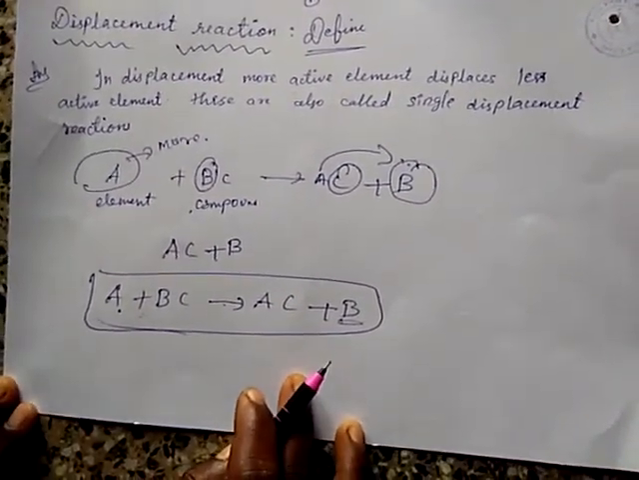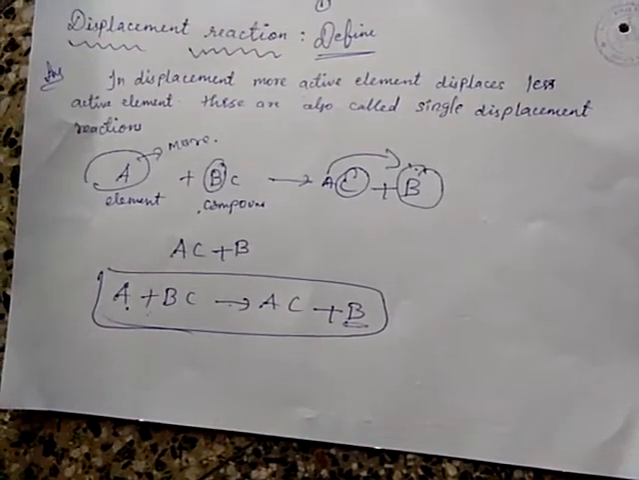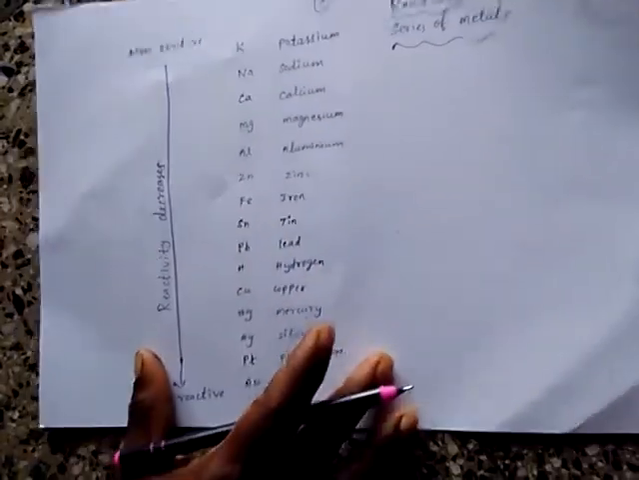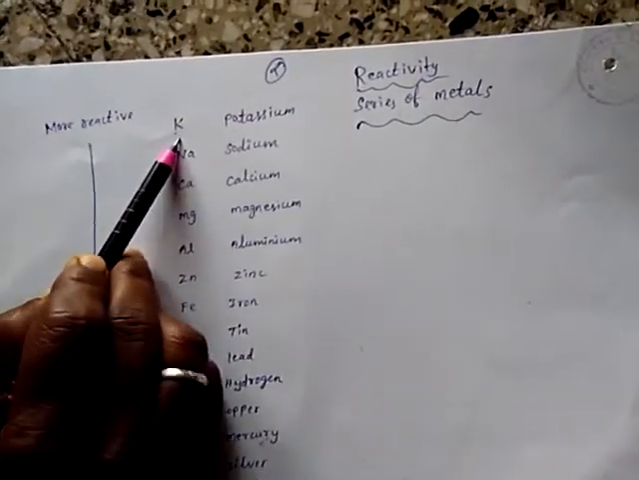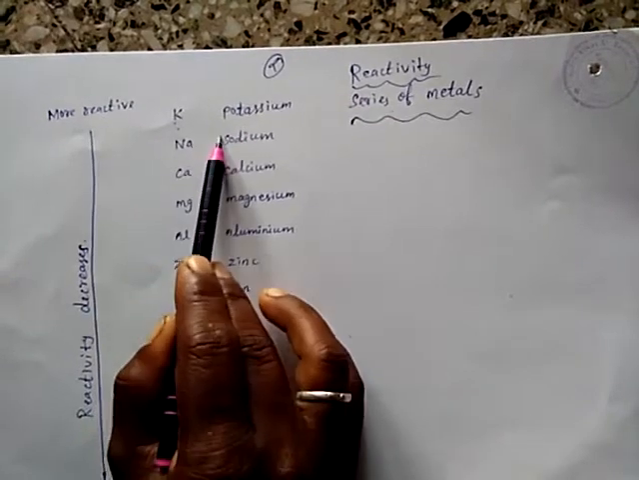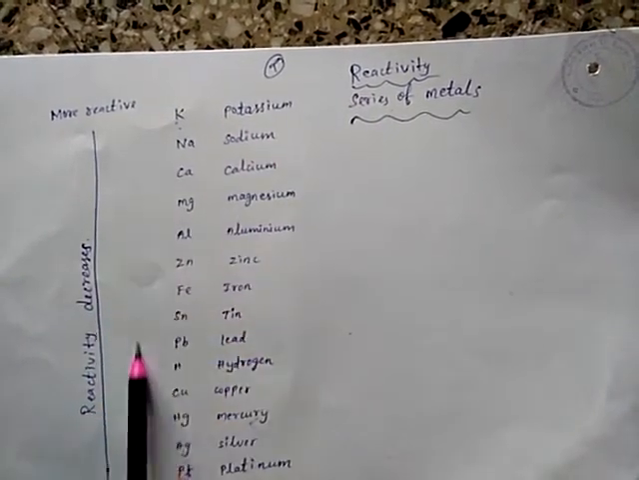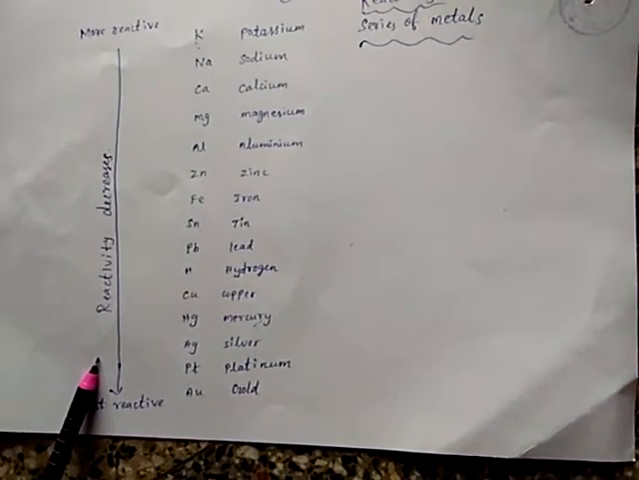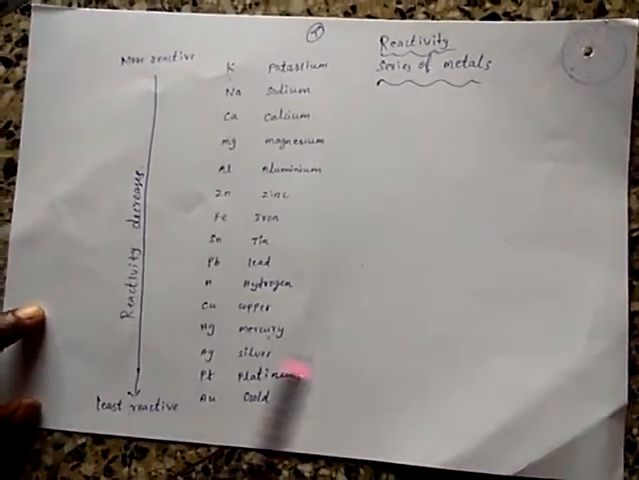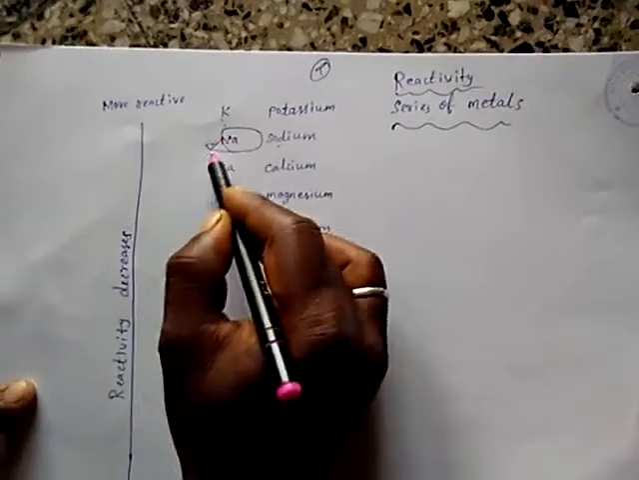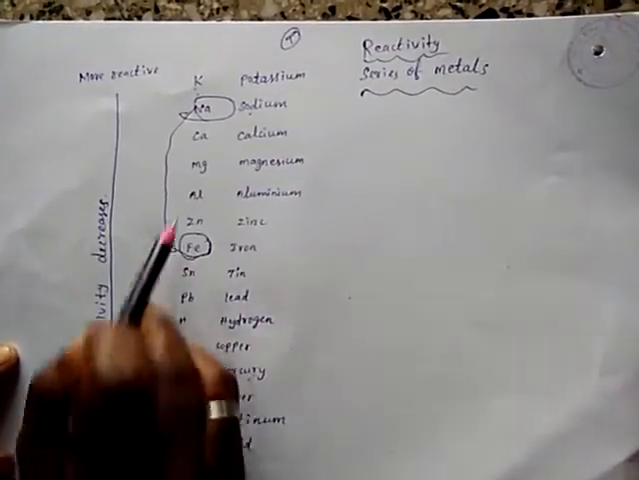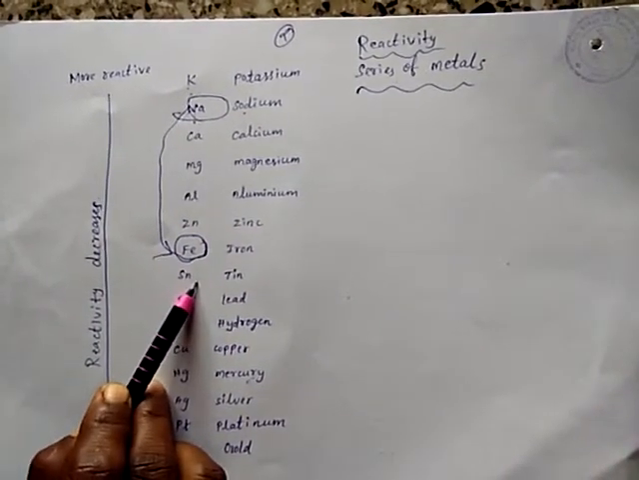Now, how do we know which element is more reactive than the other? In chemistry, we have a reactivity series. What does it look like for metals? Metals on the top are more reactive, and as you move down, the reactivity decreases. For example, if you look here, sodium is more reactive than iron.